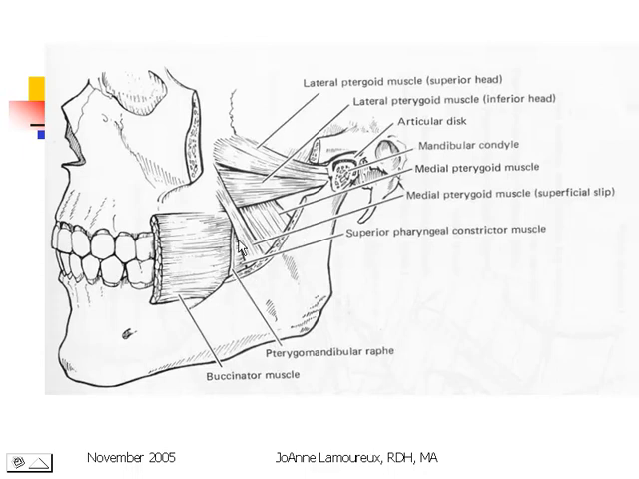The pterygomandibular raphe is the joining of the buccinator muscle, which is what forms most of the inside of your cheek, and this muscle right here called the constrictor pharyngeus. This raphe becomes a very critical landmark when giving an inferior alveolar block.